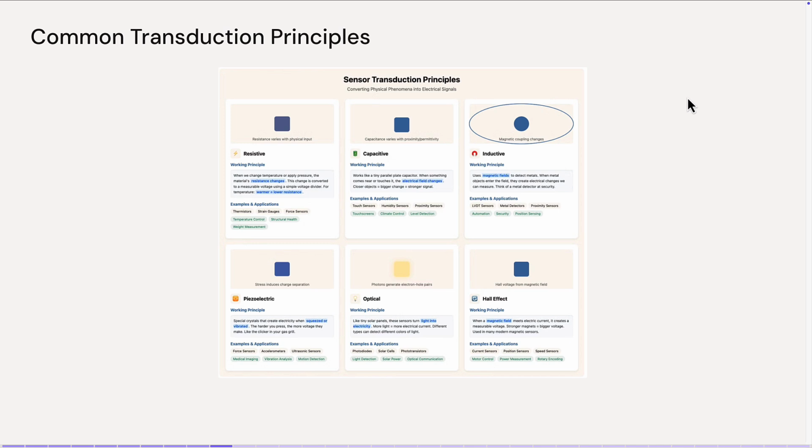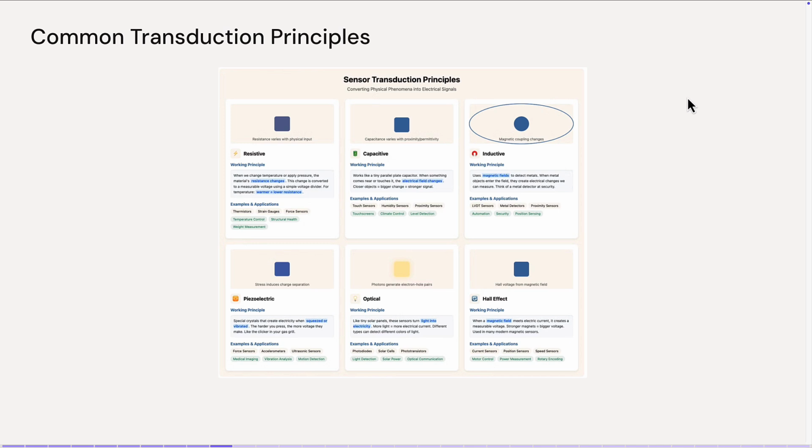And this is what we call a voltage divider. In this case, we have a resistance that will divide the voltage by a certain percentage based on the value of the resistance. And warmer means a lower resistance, and colder means a higher resistance.